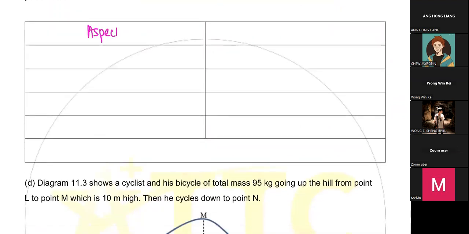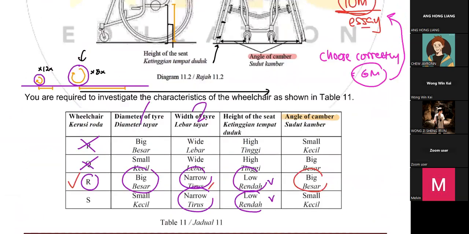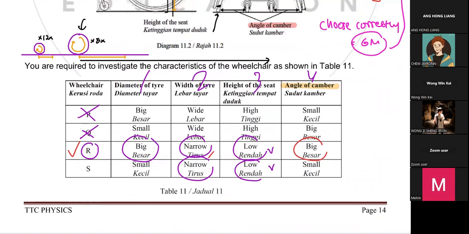First of all, we have to write the title first. Ini panggil aspects. This side will be your explanation. Okay, so we got aspects and explanation. So we got the first 4 columns, 4 rows are actually the first 4 columns. Okay, but guys, remember when you answer this, don't write too short form.